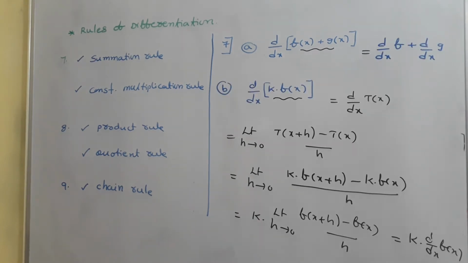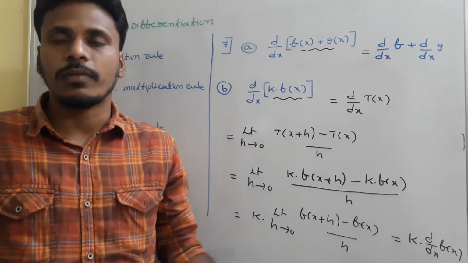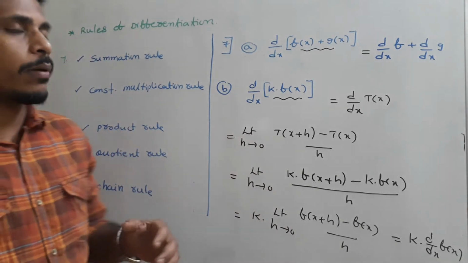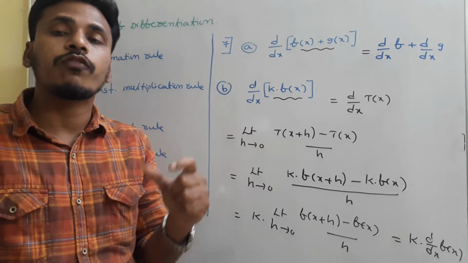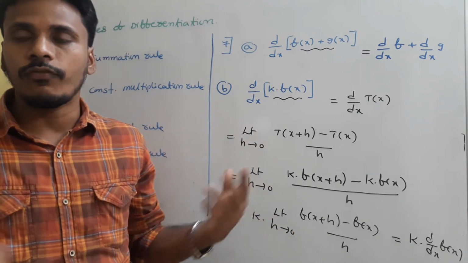The second rule is the constant multiplication rule. Already we know all these rules, already you all know about derivatives. You may have learned from physics or some other way. But as a mathematics part, we need to discuss the way of generating the rules, and then the way of applying the rules, and then we go with the further ideas.